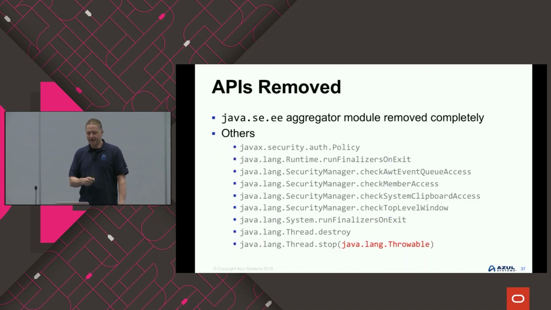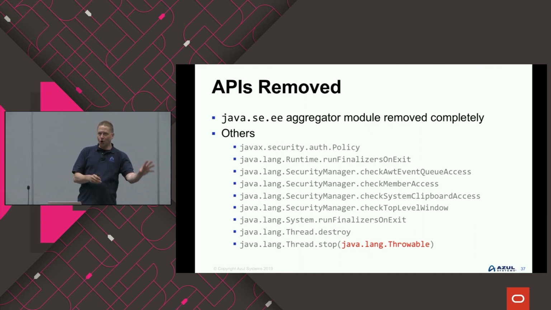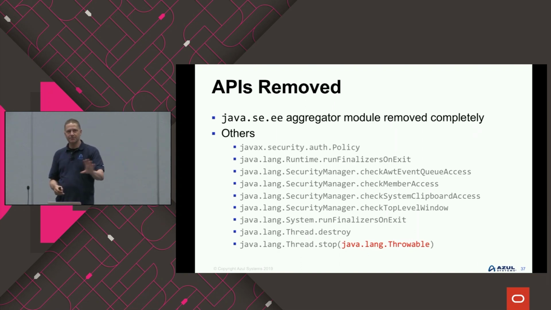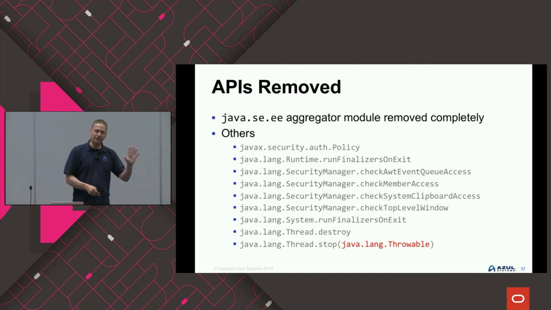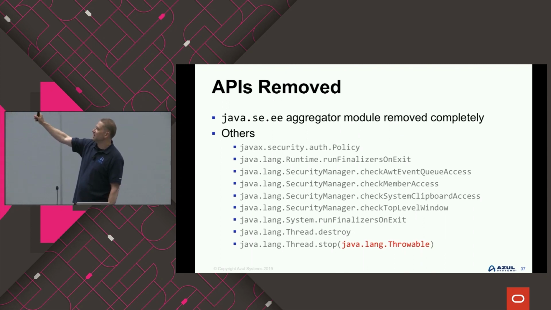They have removed more APIs. So the big thing here was that the aggregator module that they turned off in JDK 9 has now disappeared completely from JDK 11. You can't turn it back on. There's no way of using it. You have to deploy with your own set of modules that replace those things. Other things that have been removed here, you've got a list here. So there's various stuff to do with Security Manager.